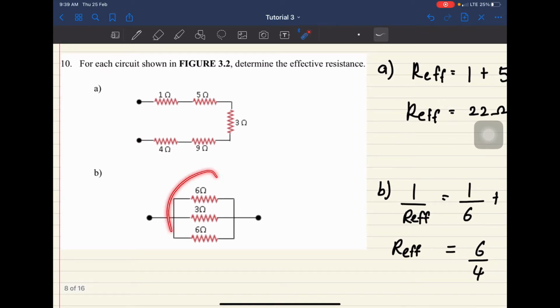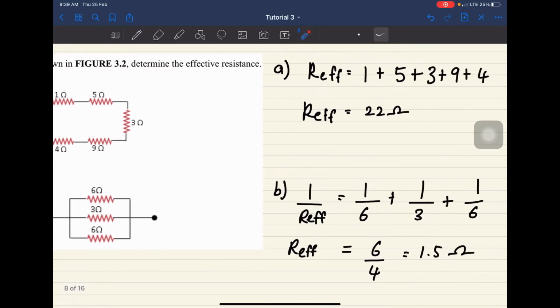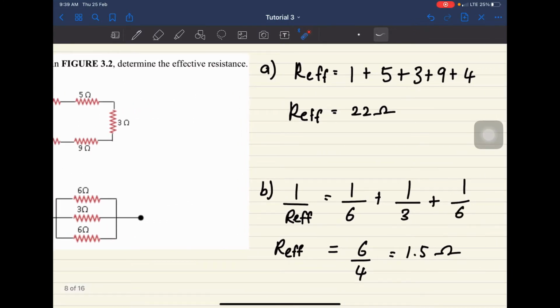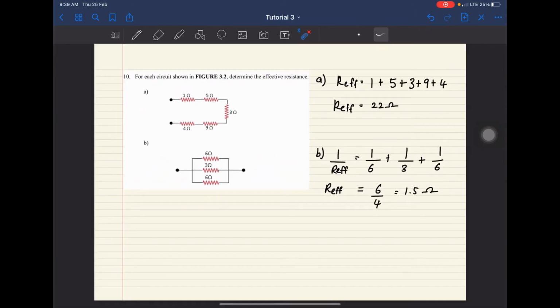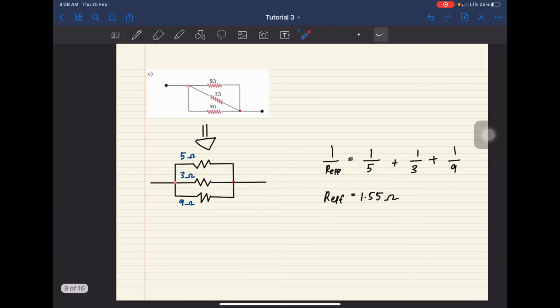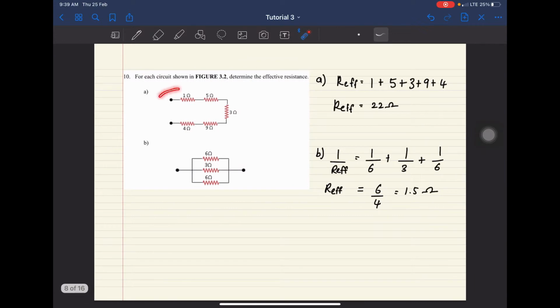Okay, this question B, these three are in parallel to each other, so it will be 1 over R, 1 over R, 1 over R, so you get 1.5. We might have a problem here. Okay, if you feel confused between series and parallel, the key thing about parallel is that it has a junction. So here you can see the junction clearly. There is a junction, so that one is parallel. There's no junction like this one, it is just a corner, so that one would be in series.